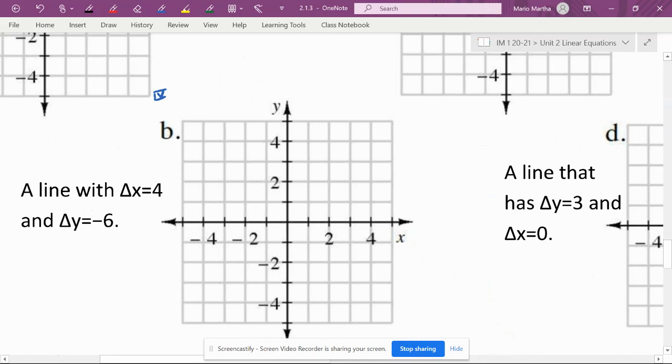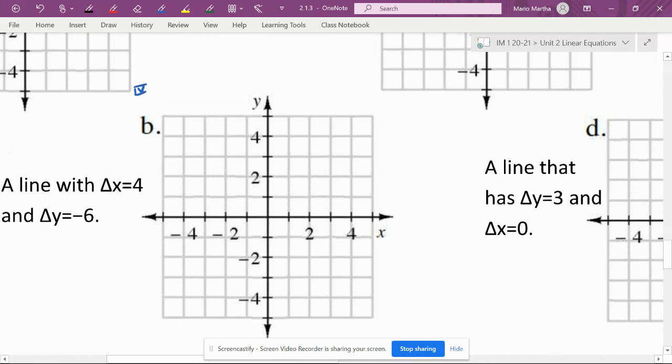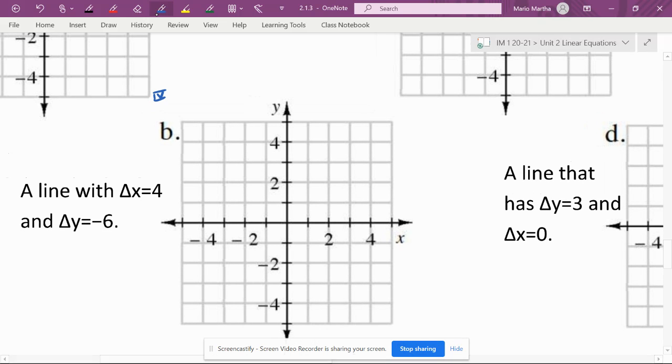In example B, same thing. So this one, they're telling you exclusively what delta y and delta x is. So here, remember, it's always going to be the rise over the run, which is our delta y over delta x. And then, so they're telling us delta y is -6, and then delta x is +4.